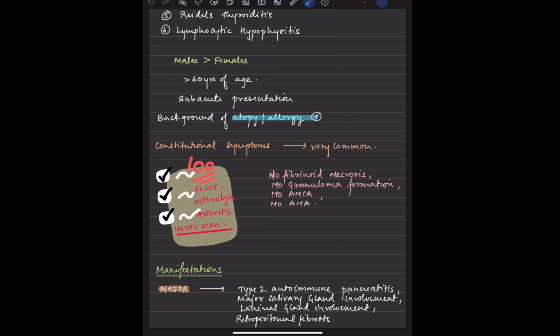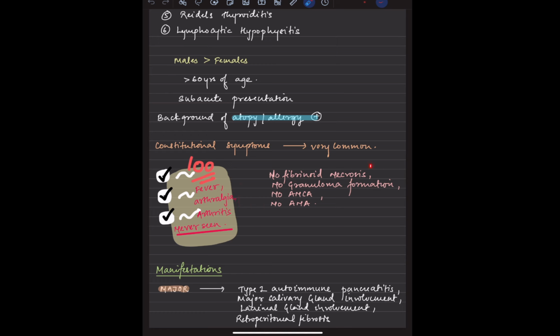Now, constitutional symptoms are very common, but remember, when it comes to IgG4 disease, fever, arthralgia or arthritis is never seen. So if the question says the patient is a 65-year-old male with a 10 to 15 day history of fever, arthralgia or arthritis, please rule out IgG4 disease.